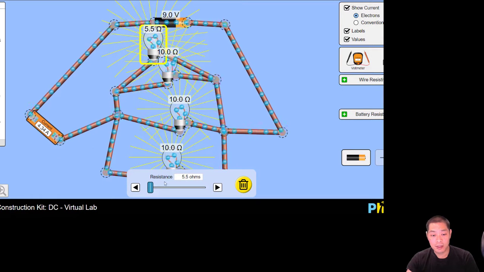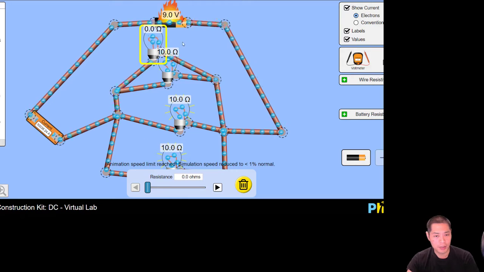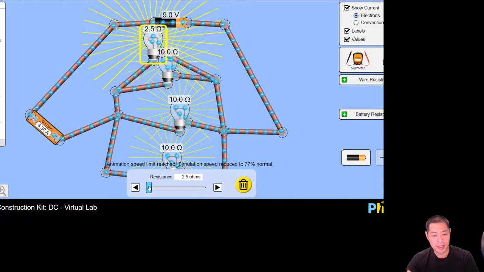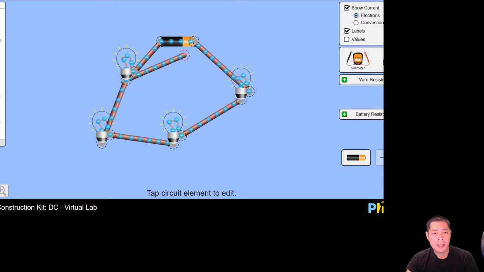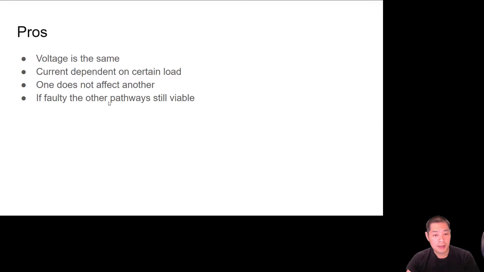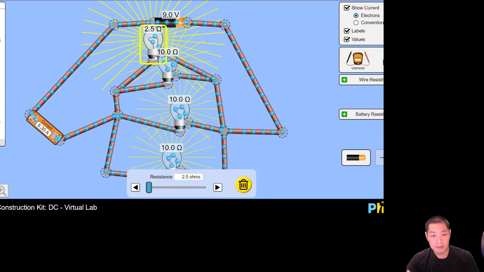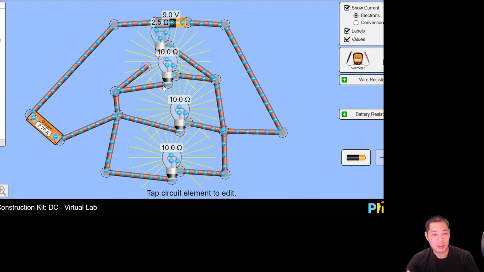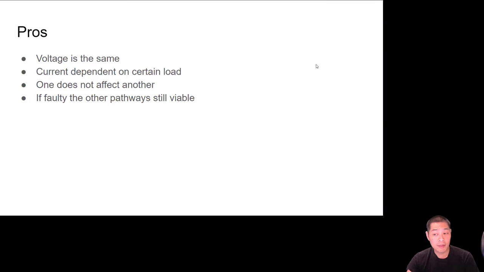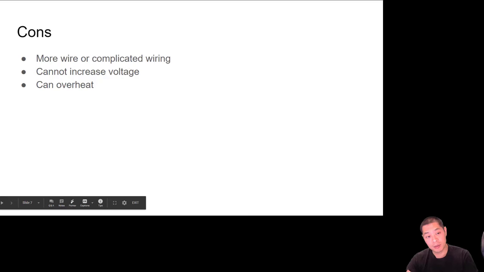One doesn't affect another. If I increase this, the other ones are still the same. The only way it'll ever change is if I short it out. So here's the shorted out. Short means there's no resistance, so there's no reason for electrons to follow the other pathways. But once you introduce any kind of resistance to it, it gets back to normal. And if I disconnect one, the others still work. So parallel has a real advantage, but the disadvantage is that it's really dangerous.